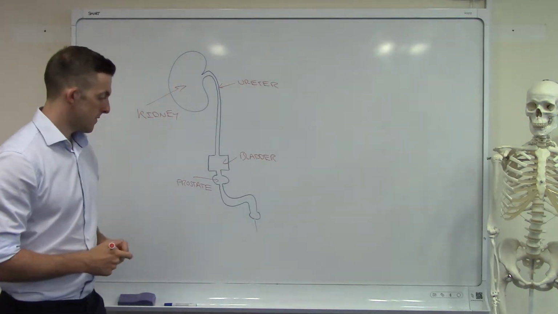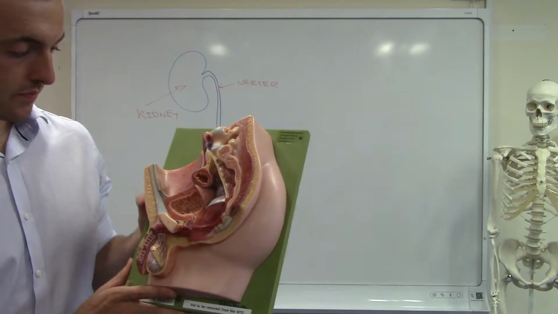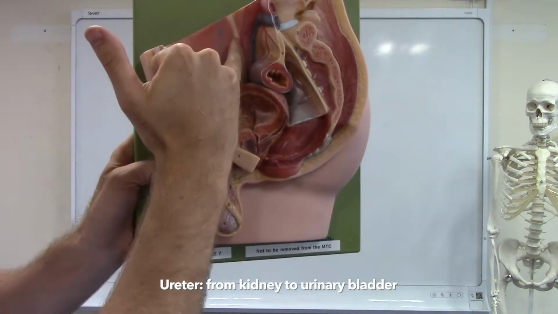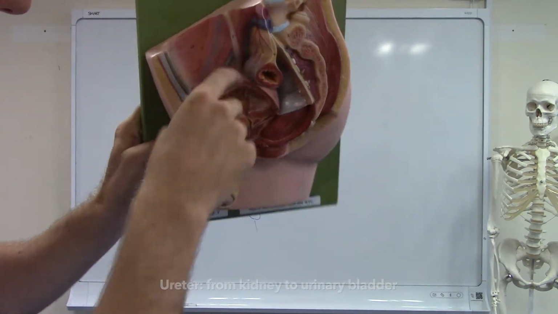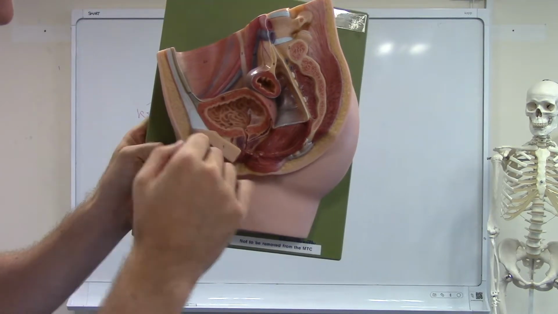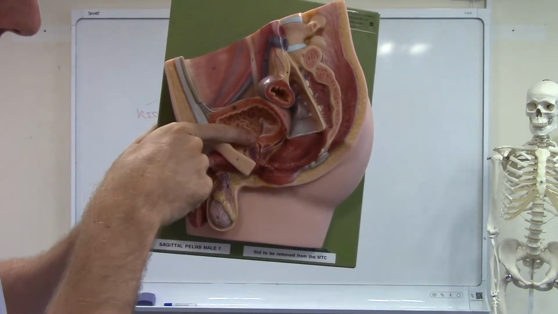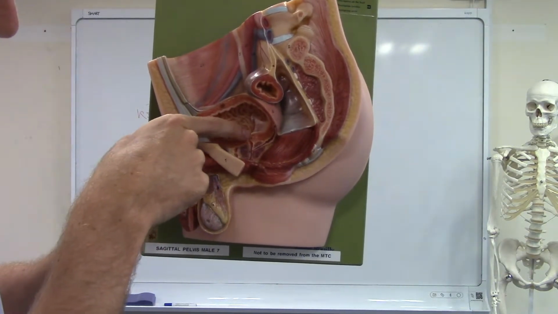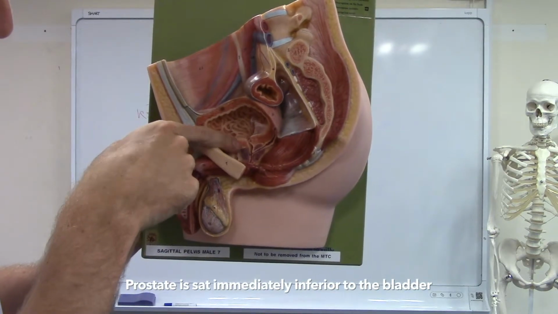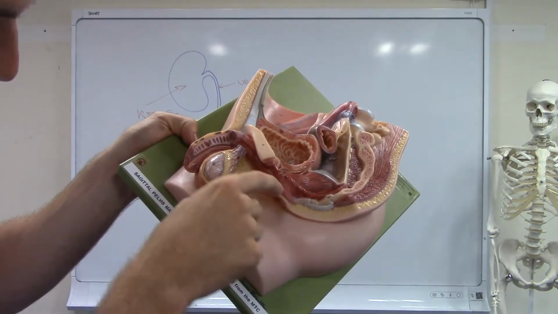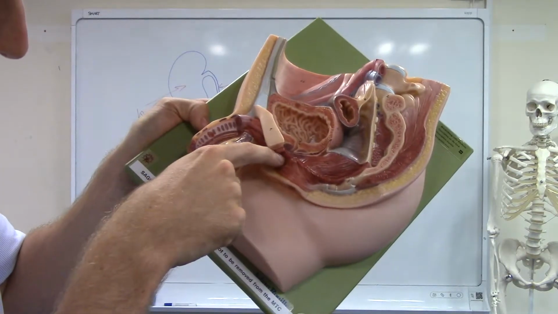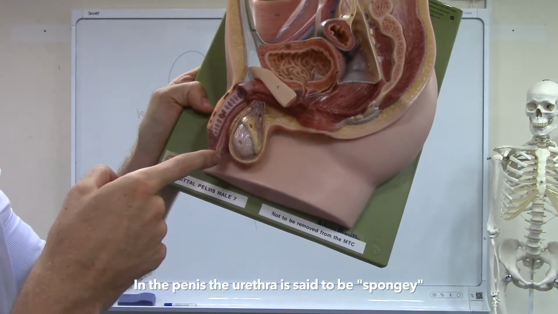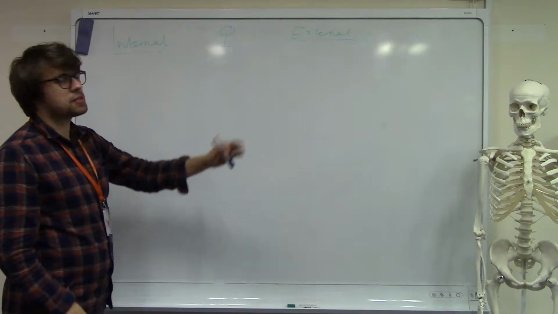So if we look on this model, we can see some of the things we've been talking about. This is the ureter running down and entering the urinary bladder, and then from the urinary bladder we see the urethra coming out and the prostate on either side, just inferior to the floor of the bladder. Then we see the urethra entering the penis and through the spongy part of the penis, and then entering the meatus at the glans.